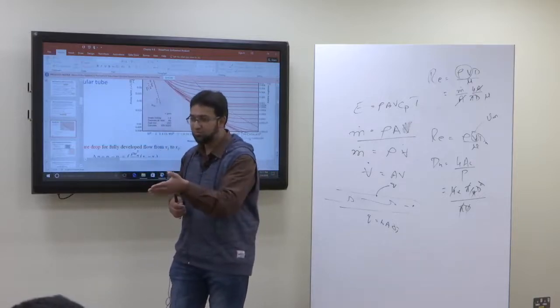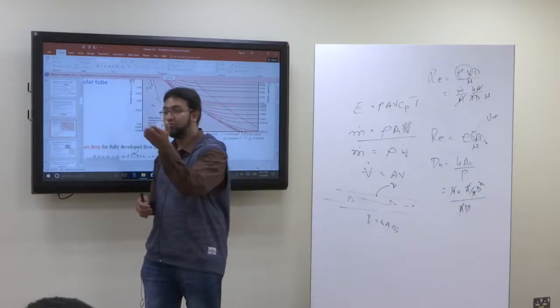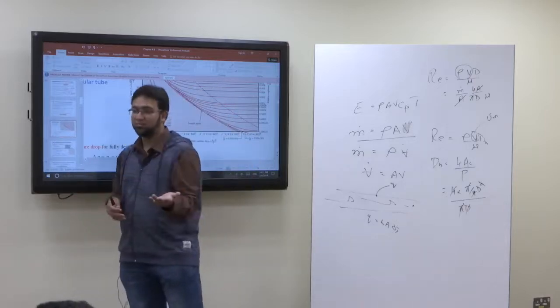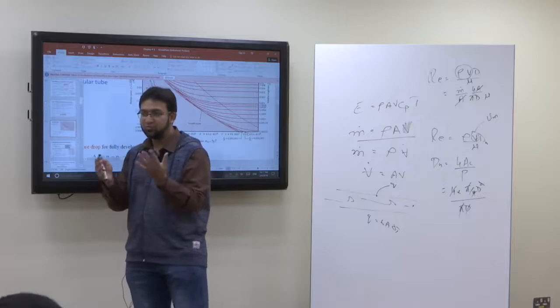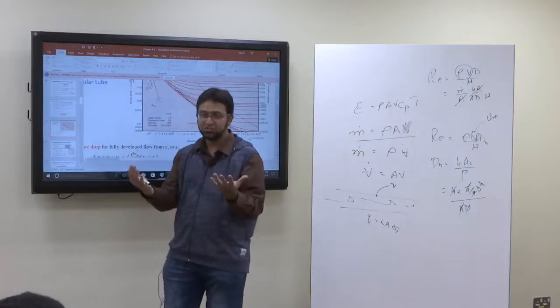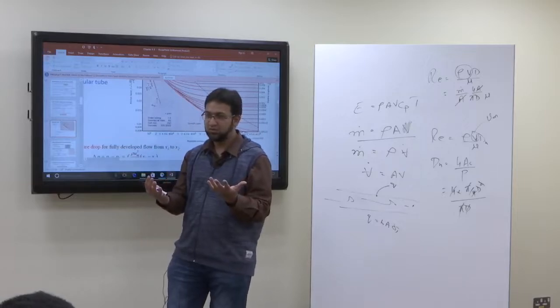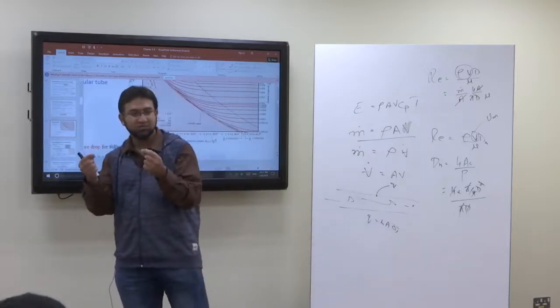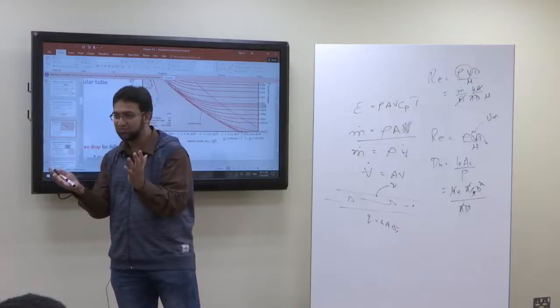So pressure drop is a very important parameter, and the actual amount of heat transfer is a very important parameter. These are the two defining parameters for a heat exchanger. Without one of the two parameters, the definition is not complete.